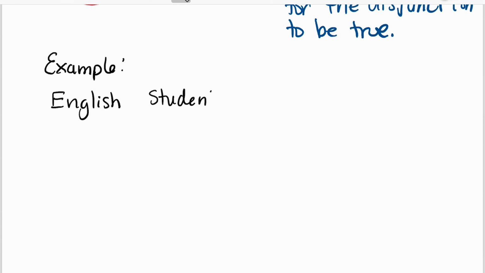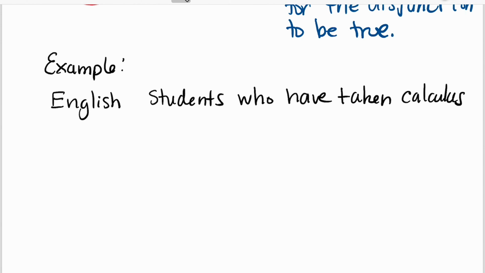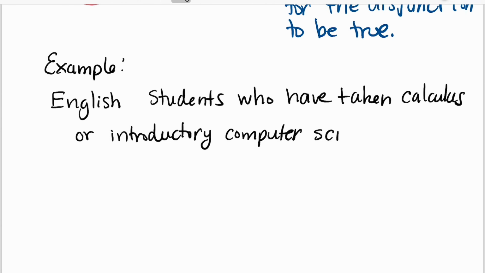So let's go through an example of an inclusive or. We have the statement in English, students who have taken calculus or introductory computer science can take this class.